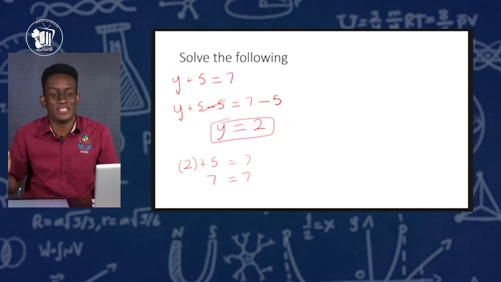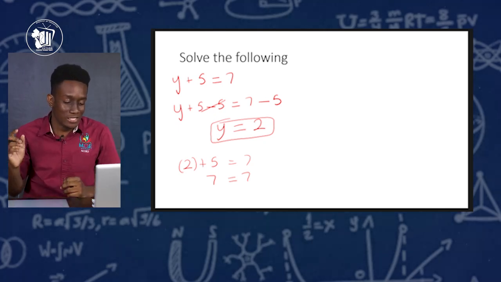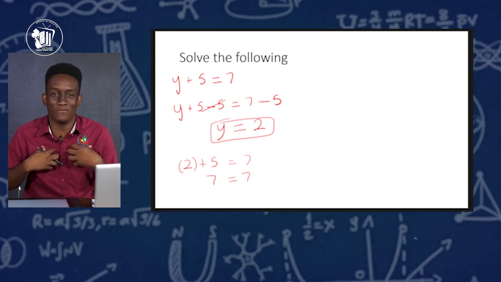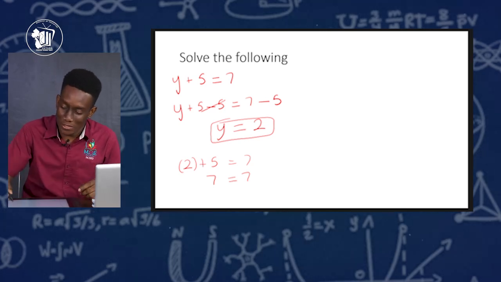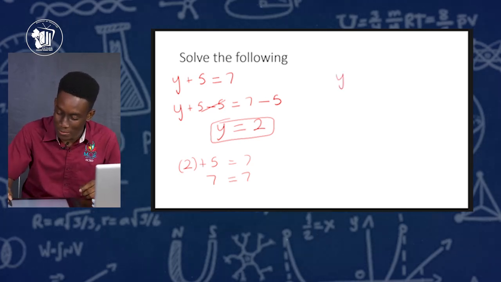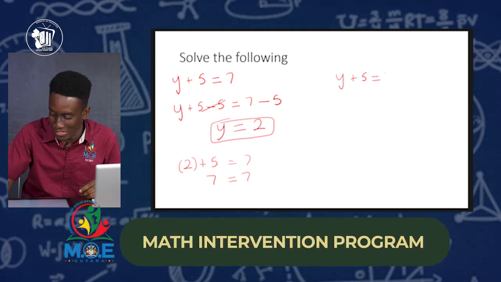So that is a very easy example. Now let's look at the other way, and my favorite way, to solve an equation. Let's use the same equation: y plus 5 is equal to 7.